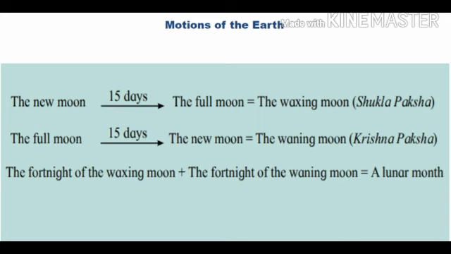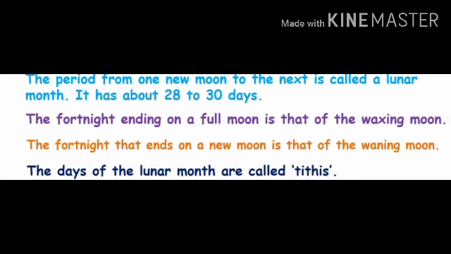Now, what is Krishna Paksha or waning moon? From full moon till 15 days to complete the new moon is called the waning moon or Krishna Paksha. The fortnight of the waxing moon plus the fortnight of the waning moon together is called a lunar month. Period from one new moon to the next is called lunar month. The fortnight ending on a full moon is that of the waxing moon. The fortnight that ends on a new moon is that of the waning moon. The days of the lunar month are called tithis.